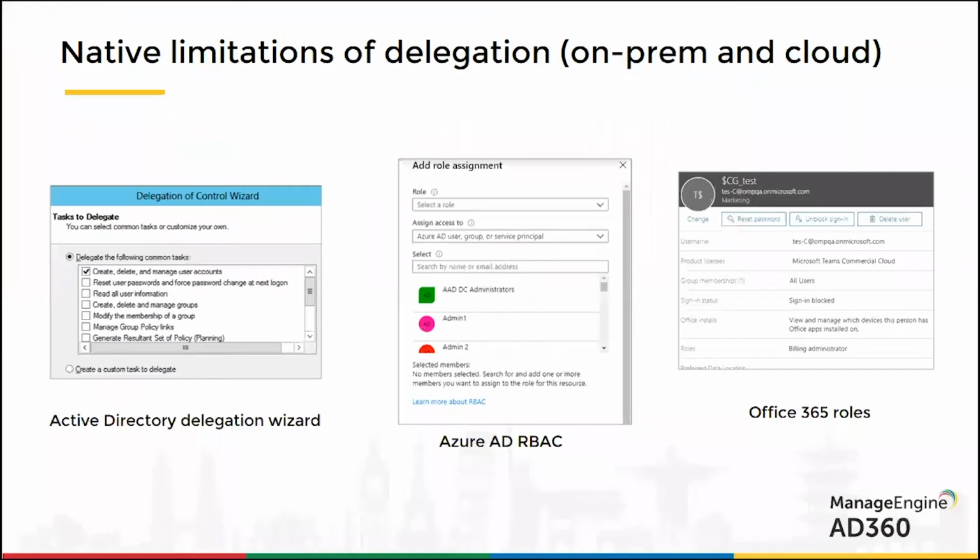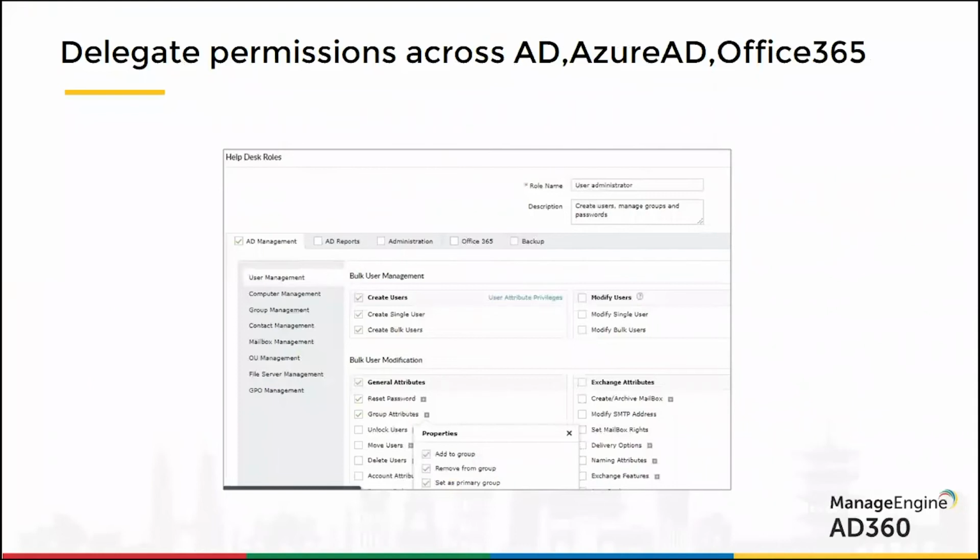Right, these are just a few limitations of the native tools. But with AD 360, you can delegate permissions across Active Directory, Azure Active Directory, and Office 365, right? The roles are extremely granular, right? You can delegate permissions for your Active Directory, Office 365, and your Azure Active Directory as well, just from this unified interface without having to jump in between tools.